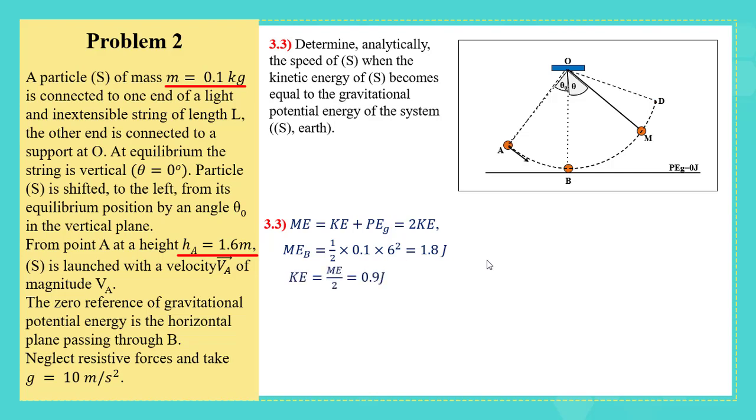So in this situation, kinetic energy can be written as half of the mechanical energy using this relation, and it is 0.9. Kinetic energy is half mv squared. Find V as radical 2 kinetic energy over the mass, and it is 4.2 meters per second.